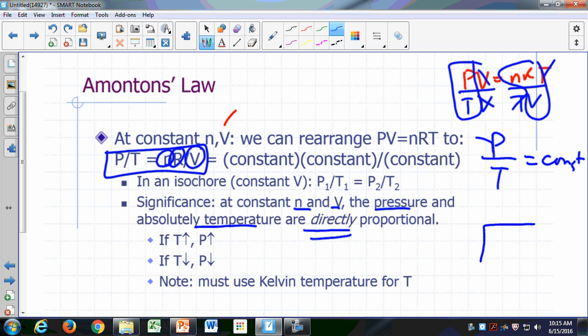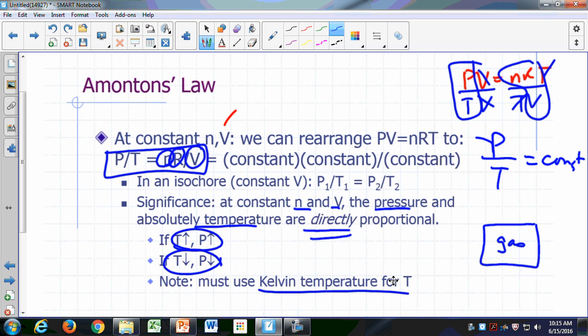In other words, if you have a sample of gas, volume is fixed. If you're going to heat that gas, its pressure is going to go up. You double the temperature, the pressure will double. Temperature goes up, pressure goes up. You cool it down, the pressure will drop. And again, just like in Charles's law, you have to use the Kelvin temperature for this.